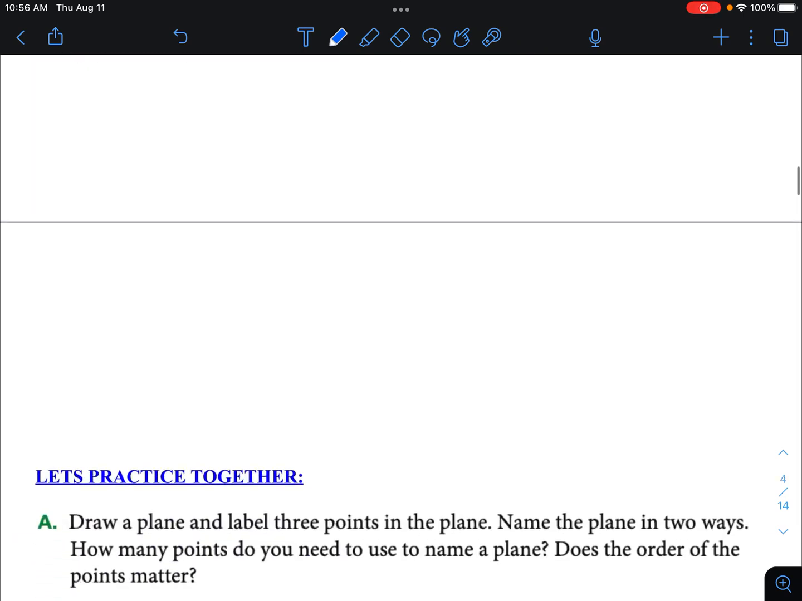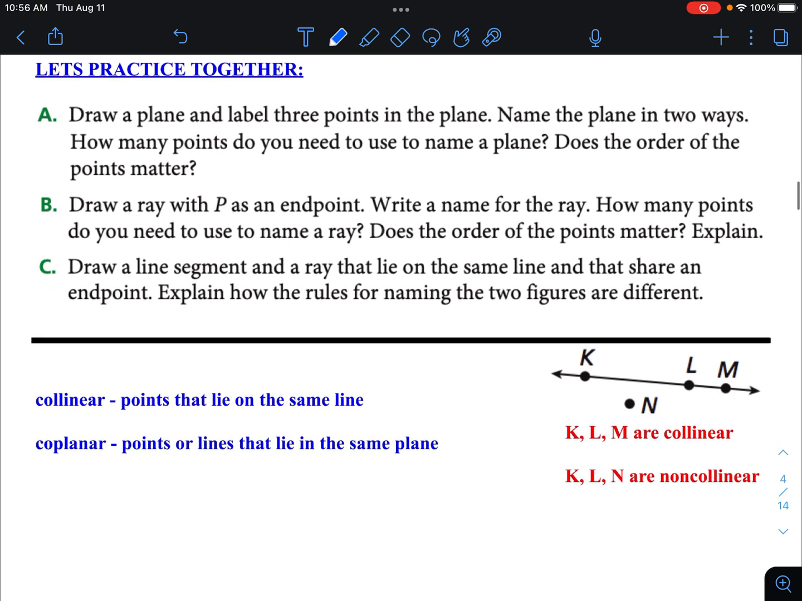So let's do a few examples with this. We're going to practice a few of these together. So first one, draw a plane and label 3 points in the plane. Okay, so a plane is a flat surface. Typically we draw these as little parallelograms just to give it a three-dimensional look, but you can just draw a rectangle if you'd like. And I'm going to put 3 points on there. We'll stick to the basics, A, B, and C.